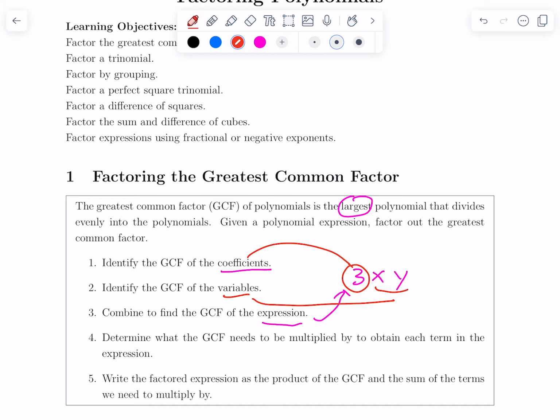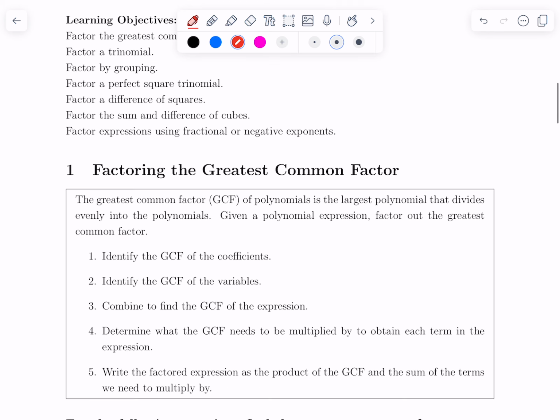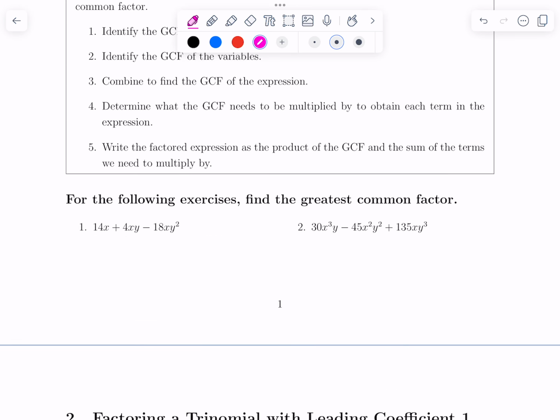Then we're going to determine what the GCF needs to be multiplied by to obtain each term in the expression. And then we're going to write the factored expression as a product of the GCF and the sum of the terms we need to multiply. So let me show you an example over here. I'll show you example 2. You can do the first one.